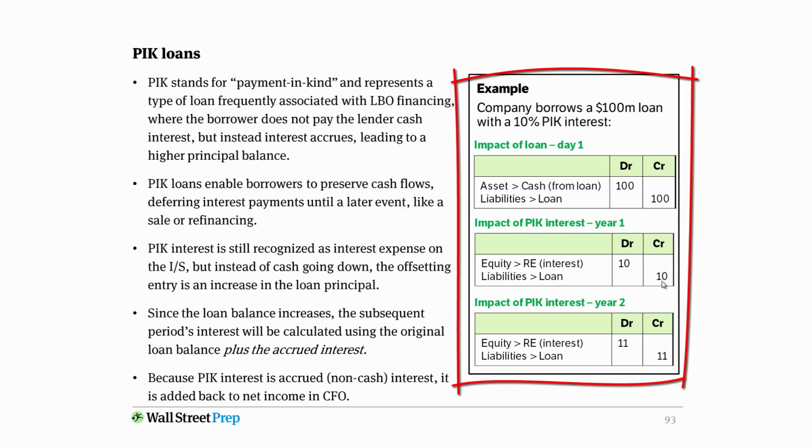The following year, the interesting thing to note is that at the same 10% PIK interest, the interest expense is 11. Why is the interest expense 11? Because this has accrued to the loan, and now the loan is not a 100 balance, the loan is a 110 balance, and 10% of 110 is 11. So that's the one thing to be aware of with PIK interest. And obviously the actual principal, along with the accrued interest that now is part of the principal, gets paid off at the end of the term of the loan.